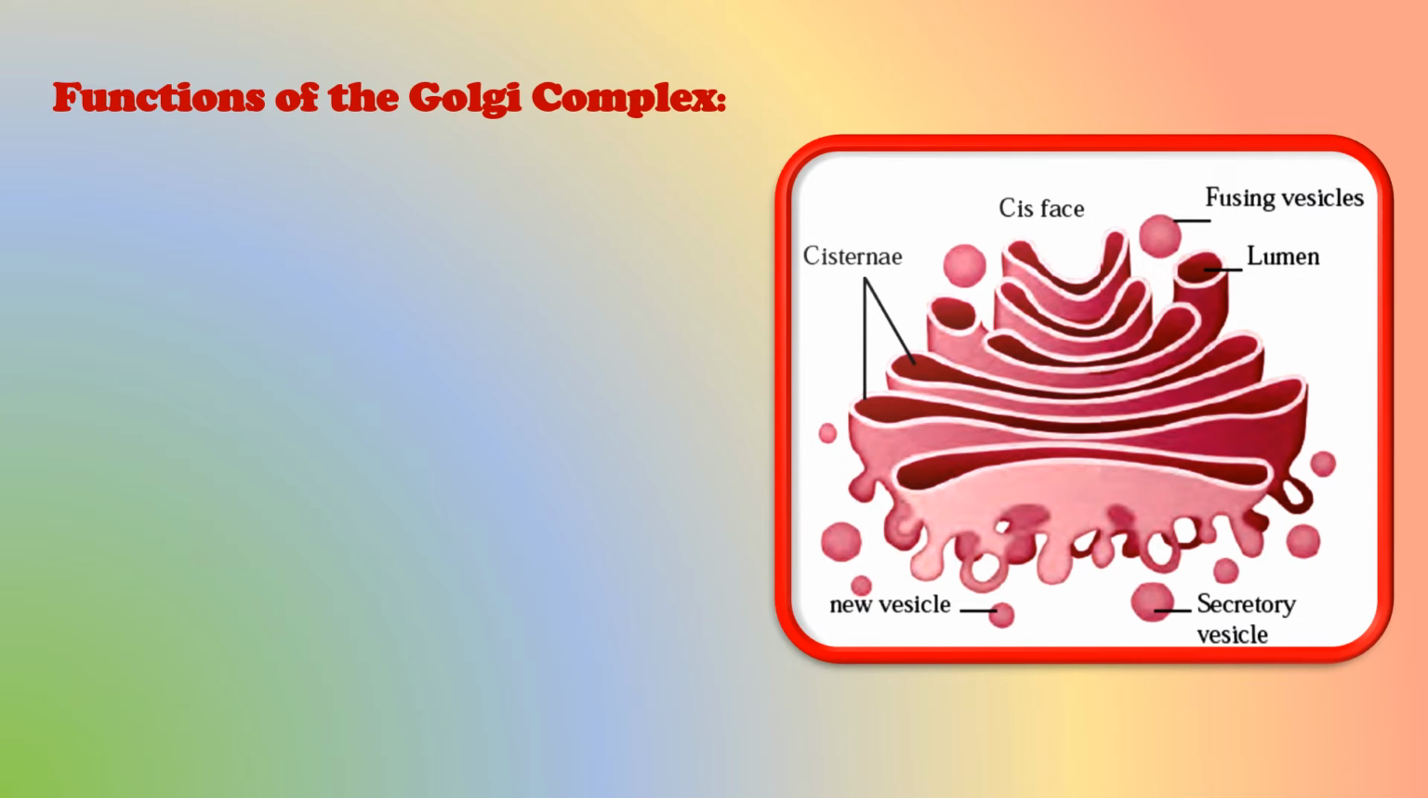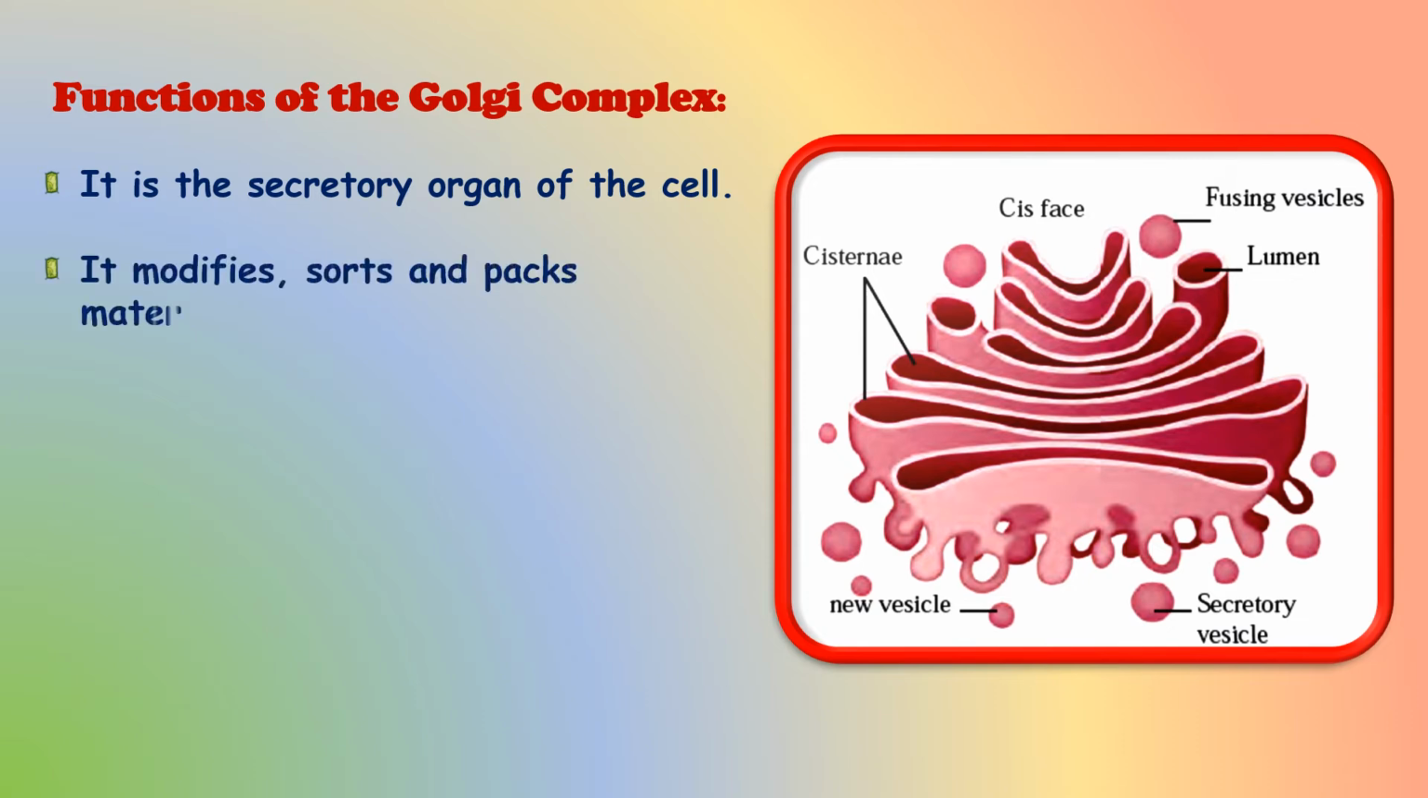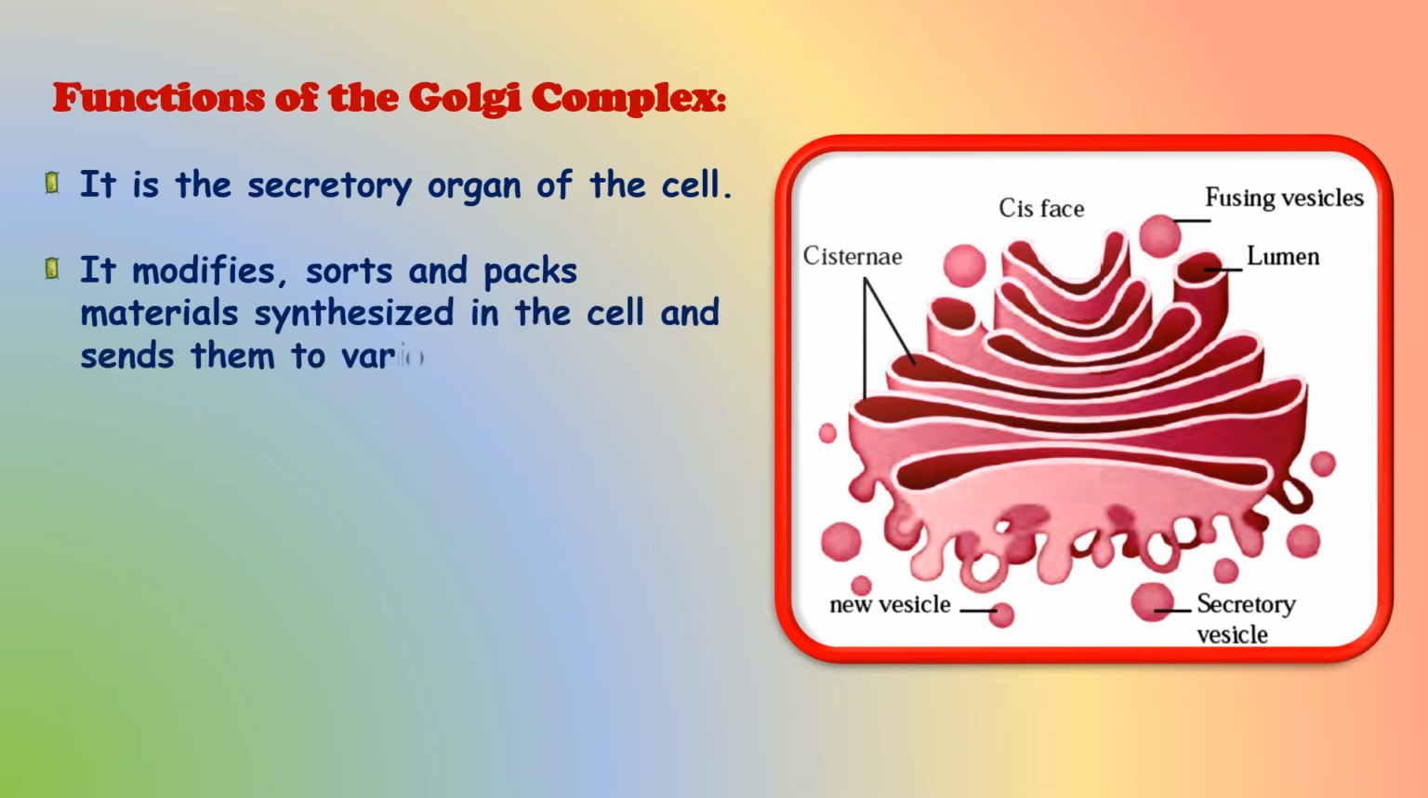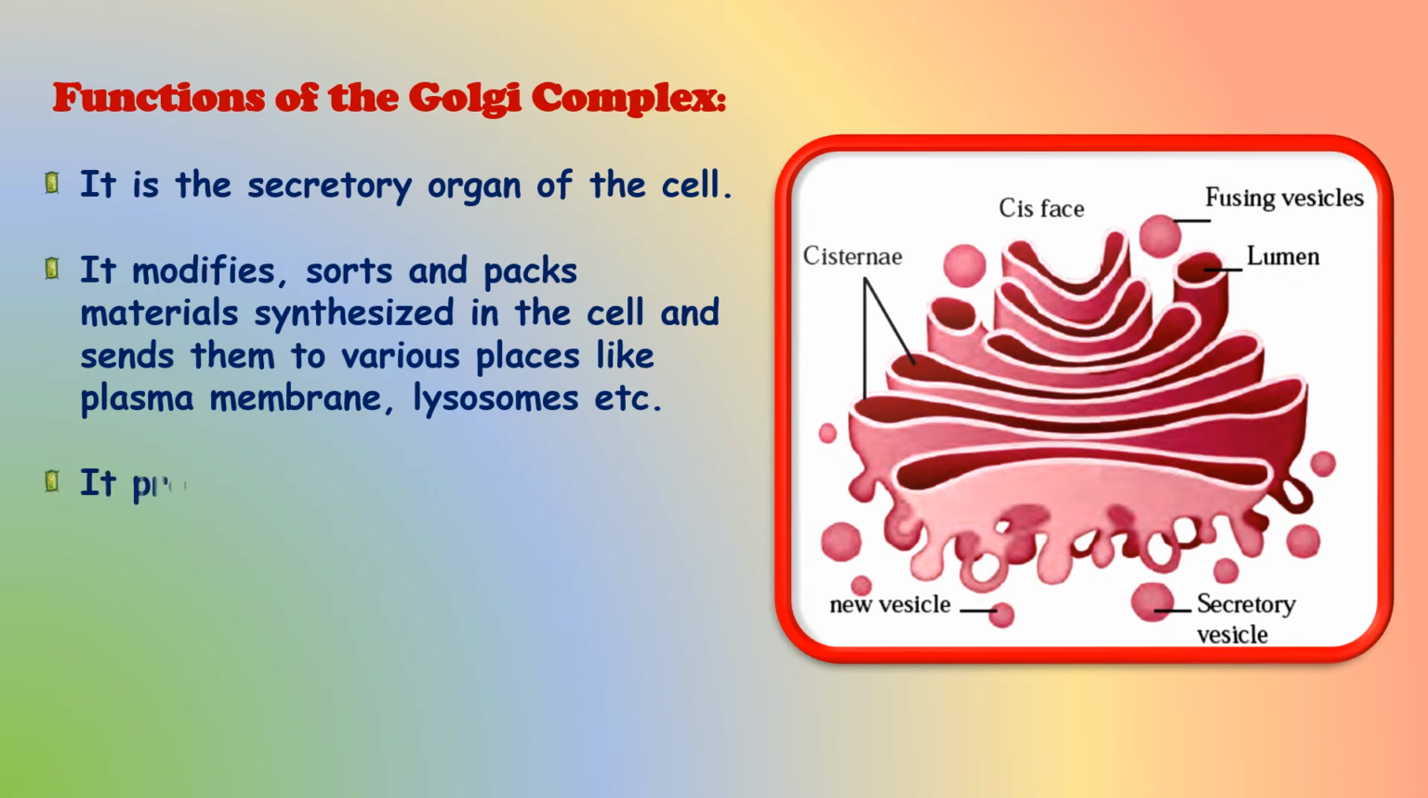Functions of the Golgi complex. It is the secretory organ of the cell. Secretion. See, it secretes this vesicle. It modifies, sorts and packs materials synthesized in the cells and sends them to various places like the plasma membrane, lysosomes, etc. And it produces vacuoles and secretory vesicles.